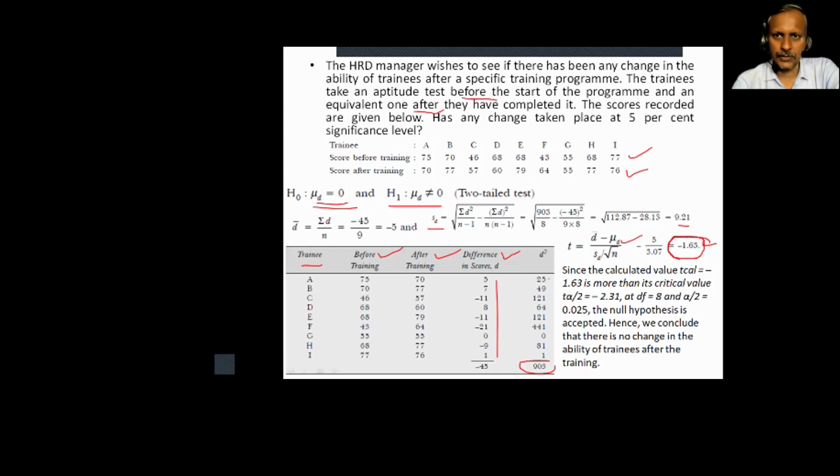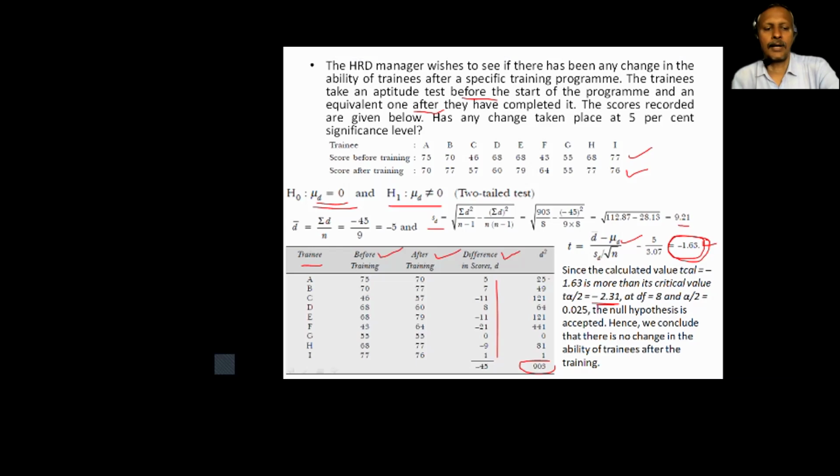Then we have to compare this minus 1.63 with the critical value. The critical value from the table is minus 2.31. So we can say that the calculated value, minus 1.63, is more than the table value, minus 2.31, which says that our null hypothesis can be accepted. Since here again we conclude that there is no change in the ability of the trainees before and after the training, the scores before the training and after the training do not have any significant difference. Hence, we are accepting the null hypothesis and we say that there is no difference.